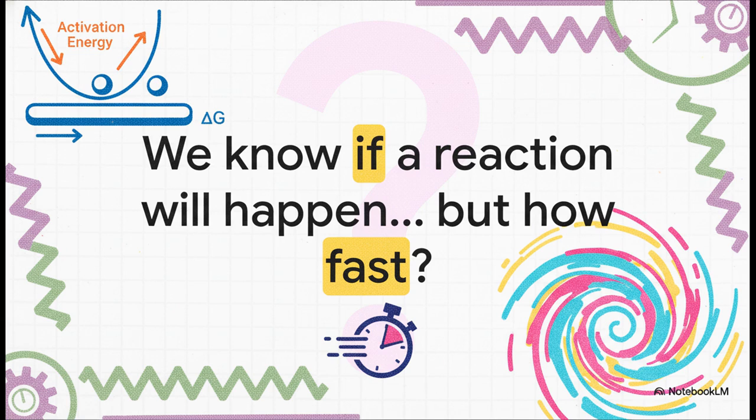So we now have this incredible ability to predict where a reaction is going to end up. We know if it's going to favor products or reactants. We know if that ball is going to roll to the bottom of the well. But there's one thing we haven't talked about at all. How long does it take for the ball to get there? What actually determines the speed of a reaction? Well, that's a whole other story for another time.